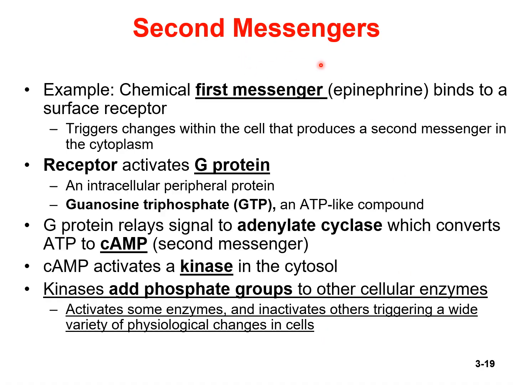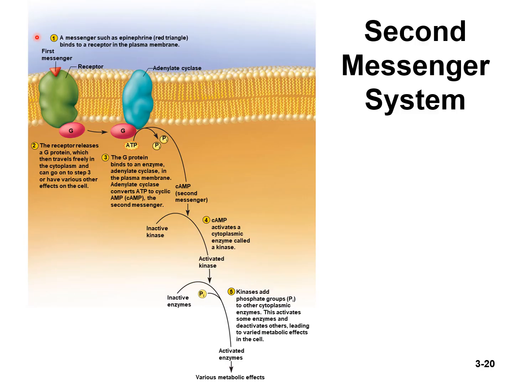But it's first a first messenger, and then that goes inside to a G protein. A G protein then goes to a cyclic AMP. Cyclic AMP then activates a kinase, and it's the kinases that are going to trigger changes within the cell. And here you can see first messenger, G protein, activates cyclic AMP. Cyclic AMP activates kinases that then activate enzymes to various metabolic effects.